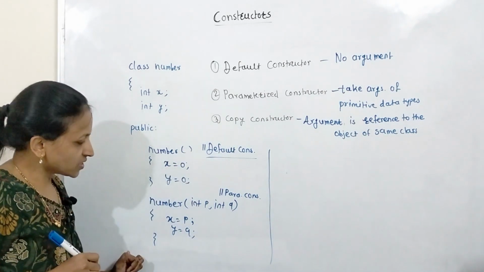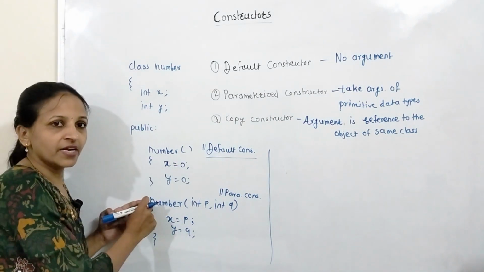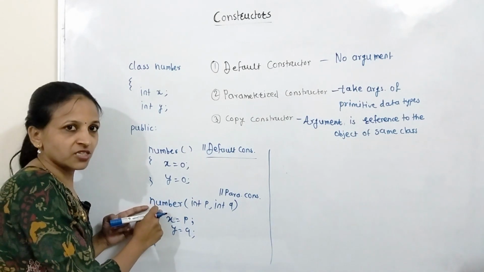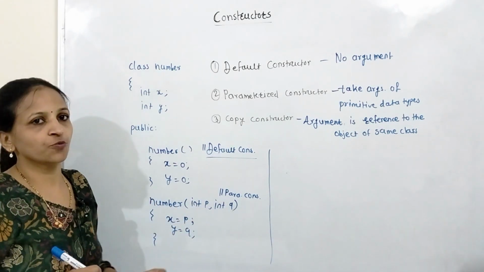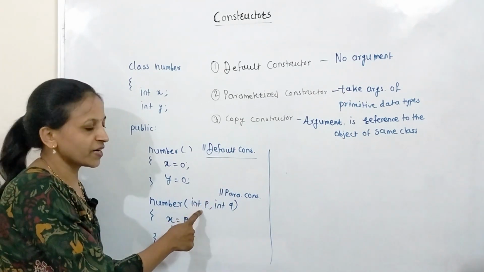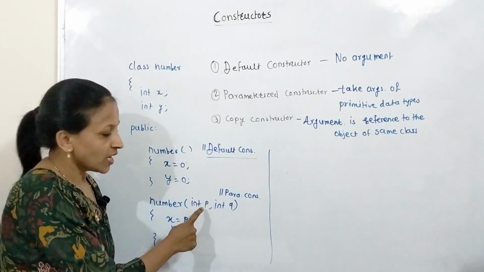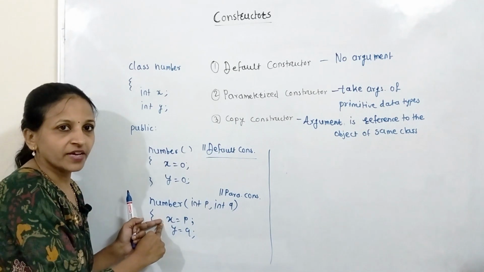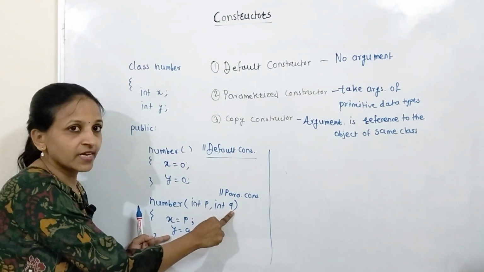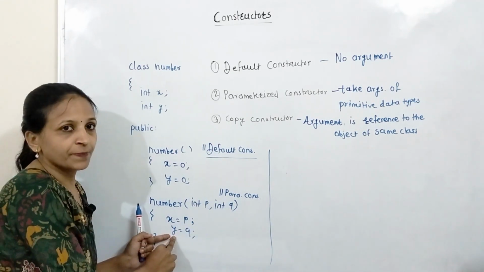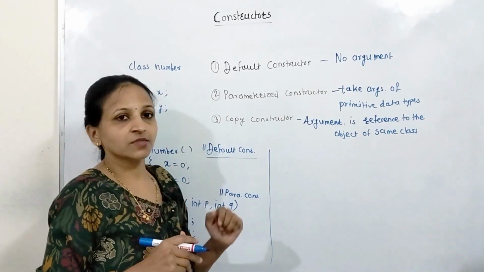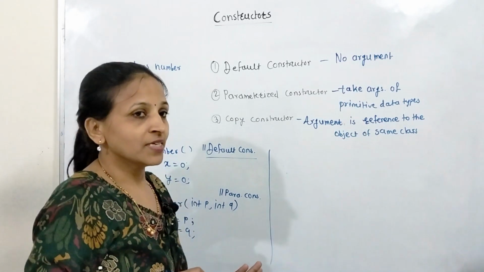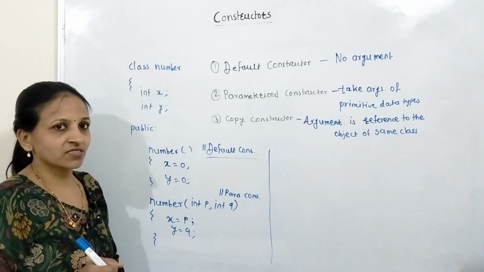Now the next one is Number again. This is again a constructor, and here it is taking two integer arguments. The first argument will get copied inside p, and the value of p is assigned to x, and the value of q, the second argument, is assigned to y. Here we can create an object of this class by passing arguments. That is nothing but a parameterized constructor.